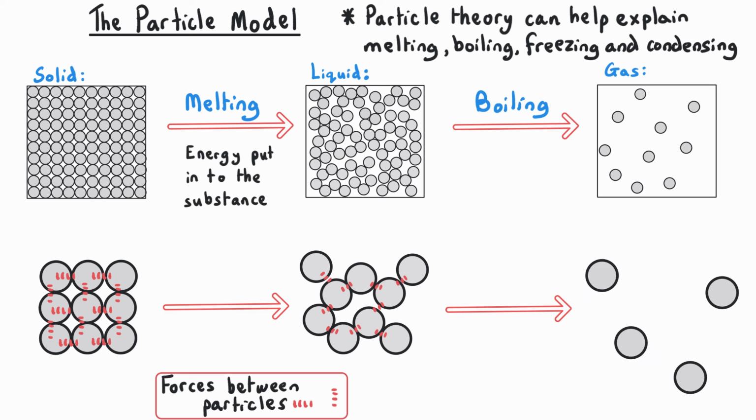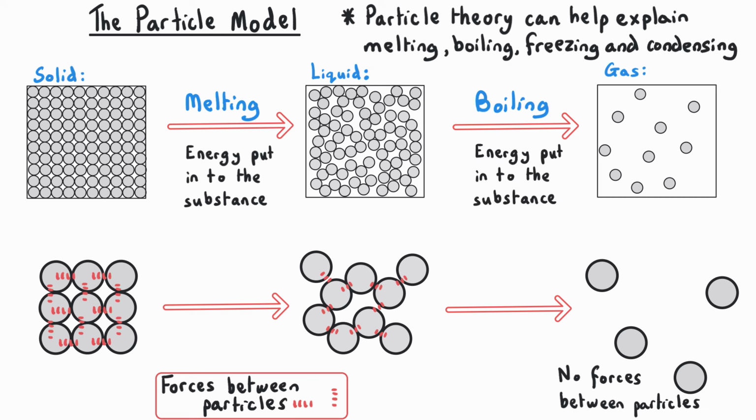Breaking these forces is necessary to convert a liquid into a gas, because once a liquid has turned into a gas, those particles have actually got no forces between them. And that's why the gas particles are arranged entirely randomly and entirely separately, and they're very disorganized. And the energy required to convert a liquid into a gas is supplied once a material reaches its boiling point.